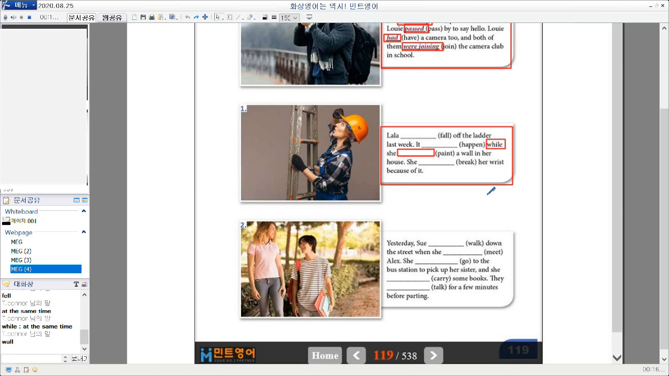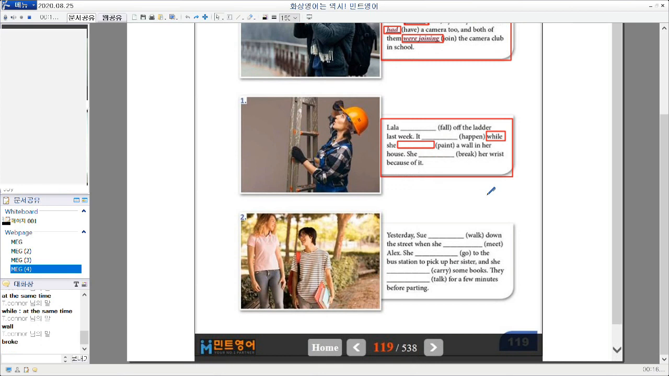She broke her wrist because of it. All right, very good. The past form of break is broke. Good job.